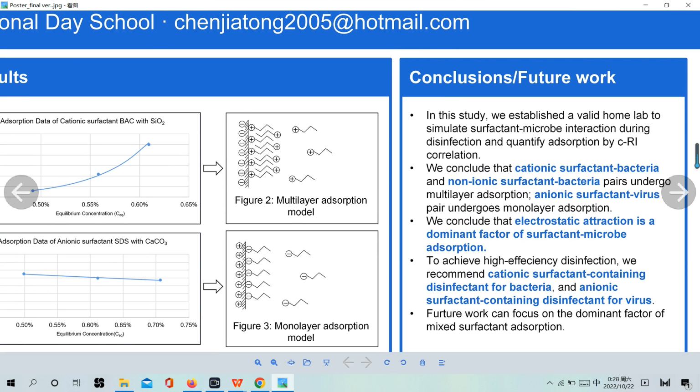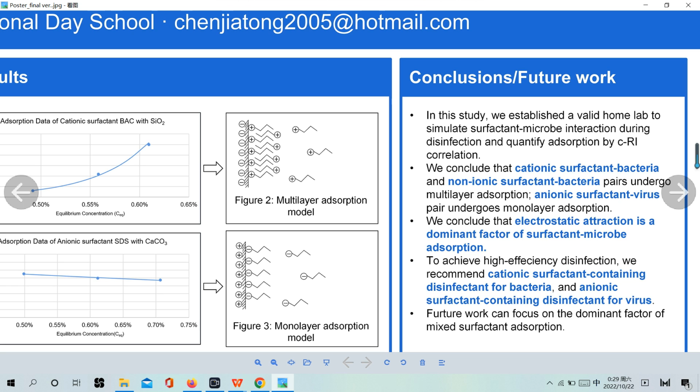Here are the conclusions of the study. So in this study, I was able to establish a valid home lab to simulate the surfactant-microbe interaction during disinfection process and quantify the absorption by the correlation graph of concentration and refractive index. We can conclude that the cationic surfactant-bacteria and non-ionic surfactant-bacteria pairs undergo multilayer adsorption, while the anionic surfactant-virus pair undergoes monolayer adsorption.